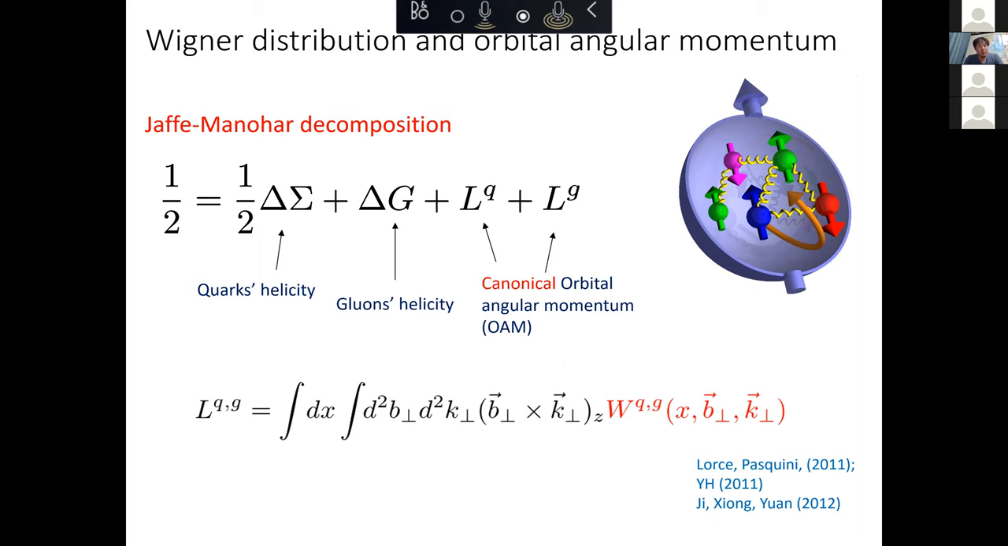Now, for me, the most important thing about the Wigner distribution function is its connection to the orbital angular momentum. You might know that it's quite tricky to define the orbital angular momentum in quantum field theory, in a gauge theory like QCD. That has been settled, well, there's a lot of issues about uniqueness and gauge invariance, and it's a tricky business. But the very nice thing about this Wigner distribution function is that you can define the orbital angular momentum in this way. This is a very intuitive way, which is basically the cross product of b_perp and k_perp, the classical definition of the orbital angular momentum, weighted by this Wigner distribution function. So that's actually a gauge-invariant, proper way to define the orbital angular momentum in QCD.